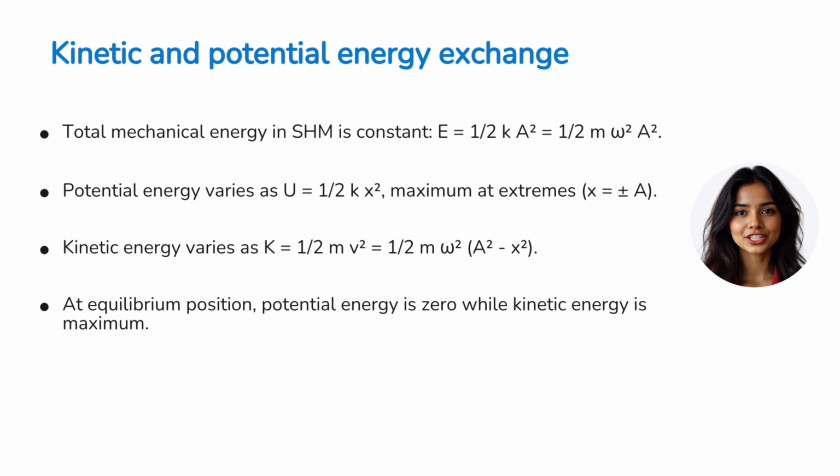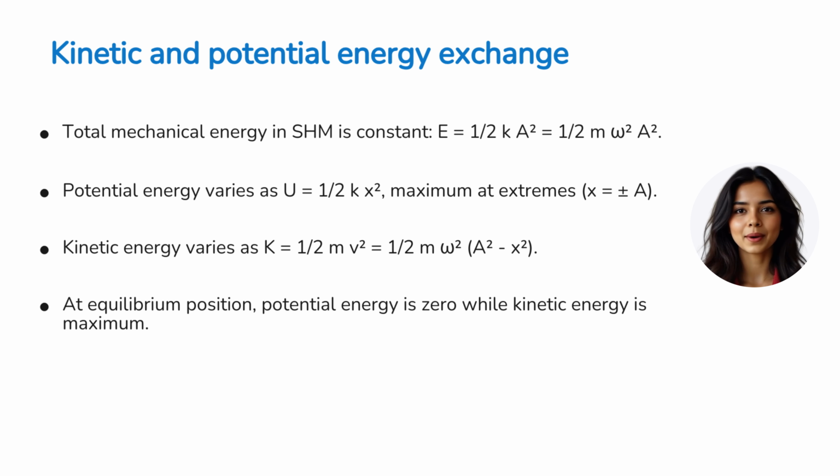Potential energy, U, changes as 1/2 times k times x squared, where x is the displacement at that instant. This means potential energy is highest when the object is at its maximum displacement, plus or minus A, and 0 at the equilibrium. On the flip side, kinetic energy, the energy of movement denoted K, is 1/2 times m times v squared, or 1/2 times m times omega squared times (A squared minus x squared). This tells us kinetic energy is 0 at the extremes and hits its maximum at equilibrium, where speed peaks.